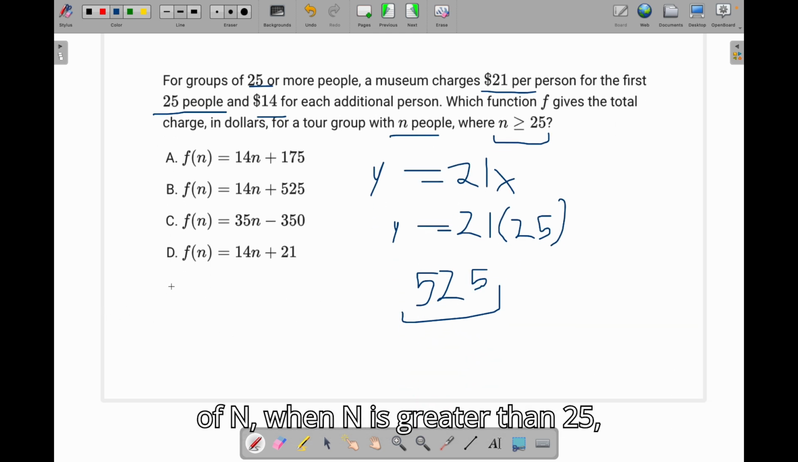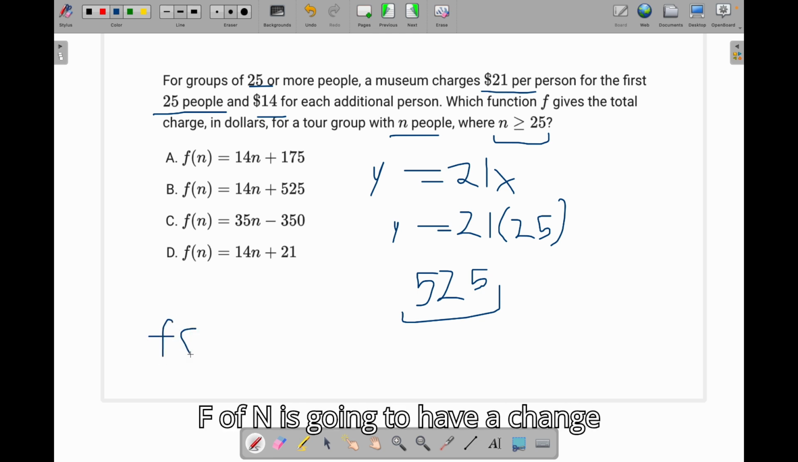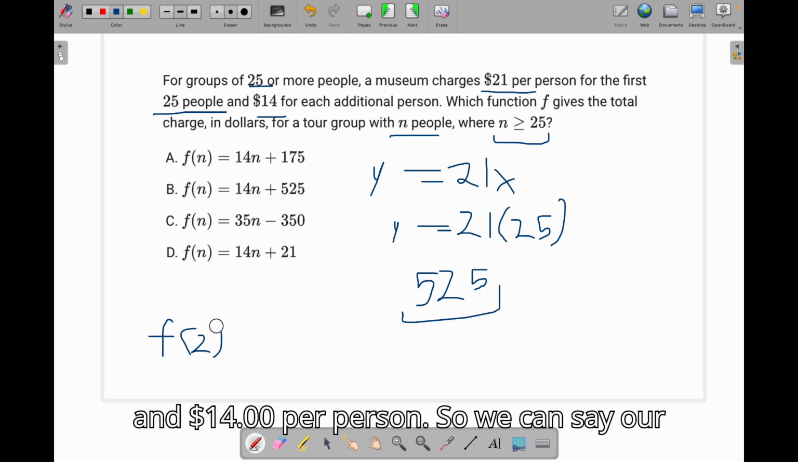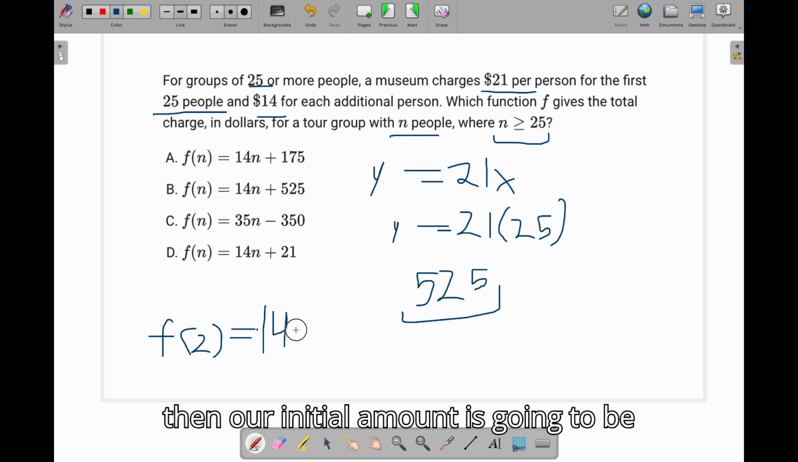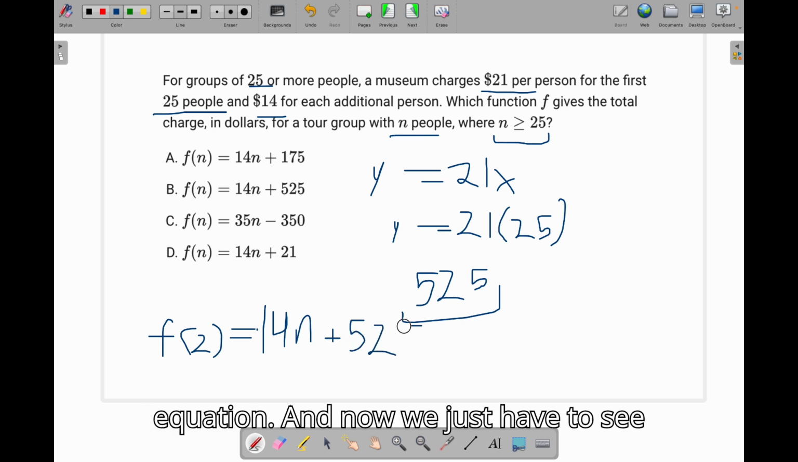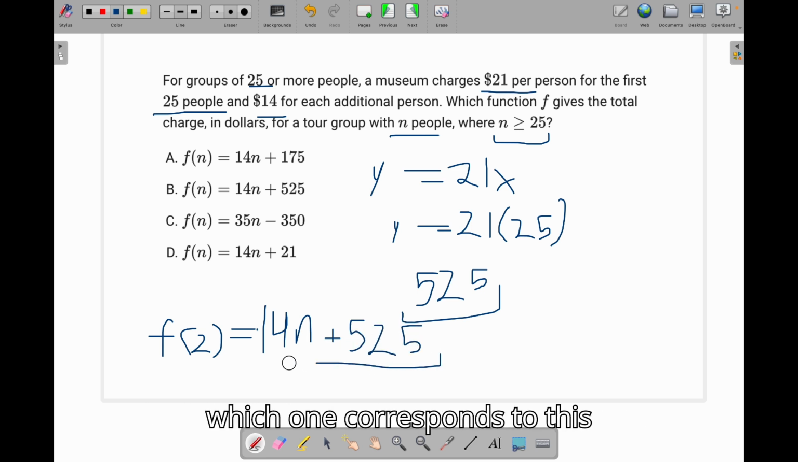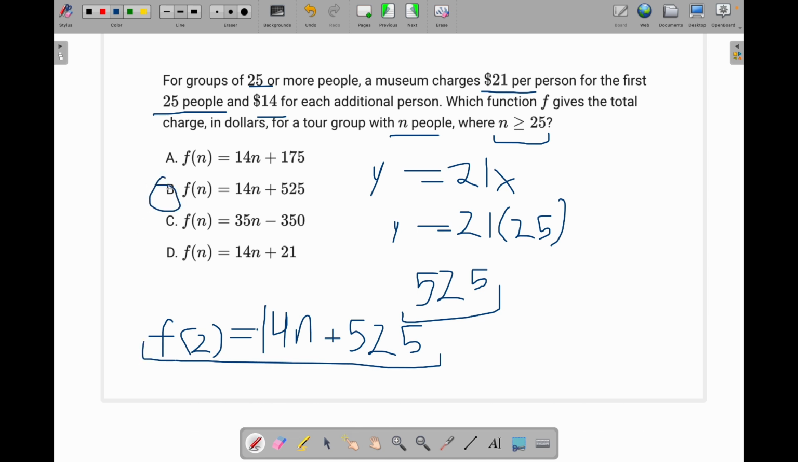So when n is greater than 25, f of n is going to have a change in $14 per person, so we can say our slope is 14n. And then our initial amount is going to be 525. And this is how we're going to set up our equation. And now we just have to see which one corresponds to this, and that's going to be answer choice B.